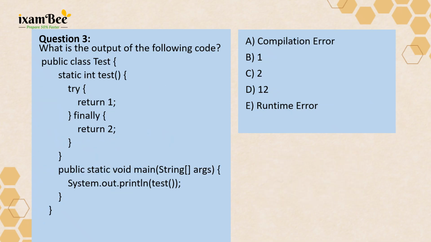Now let us look into this question that requires you to predict the output again. Here you have public class Test which has a static int test method, and in the try block it is returning 1 and the finally block returns 2. In the public static void main function, you are trying to call the test method. Now the output of this code will be 2. Ideally, when the try block runs, it is returning 1. So finally will also be executed and 2 will be returned. So the final answer would be 2.